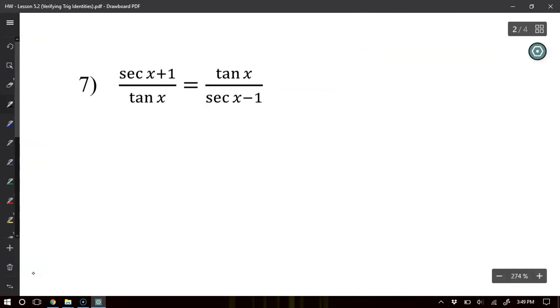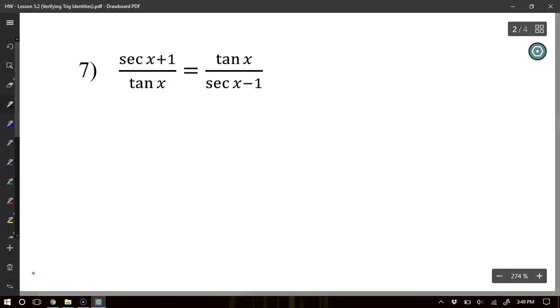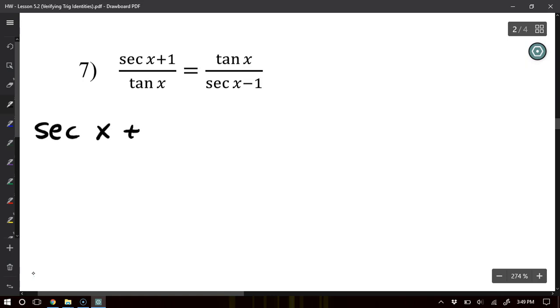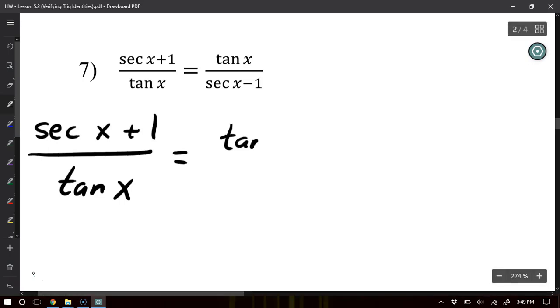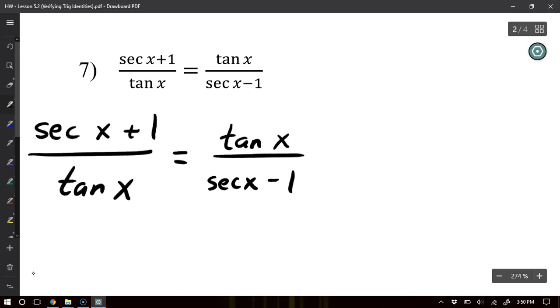This one really relates to a problem that we did in the notes. I'm going to keep the left side, and I'm not going to change anything about it. I'm not going to go to sines and cosines. I'm going to keep it as tangent of x on the bottom, secant of x plus 1 on the top. I'll change the right-hand side. So I'm going to change my tangent of x, and I'm going to change my secant of x minus 1 side. But notice I didn't do that yet. I really copied down the problem again, and there's a reason why.